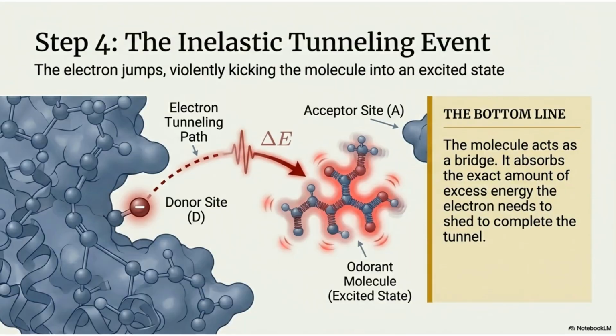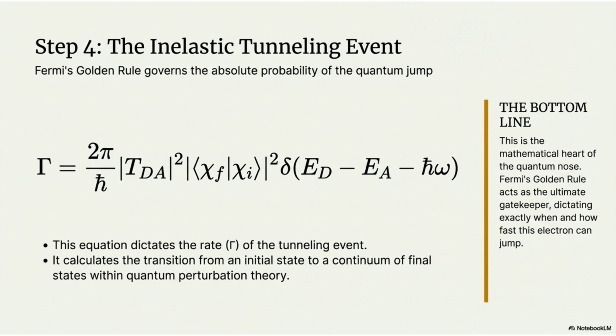Step 4 is the inelastic tunneling event. The electron jumps, violently kicking the molecule into an excited state. The molecule acts as a bridge, absorbing the exact amount of excess energy the electron needs to shed to complete the tunnel. Fermi's golden rule governs the absolute probability of the quantum jump. This equation dictates the rate of the tunneling event, acting as the ultimate gatekeeper for the quantum nose.